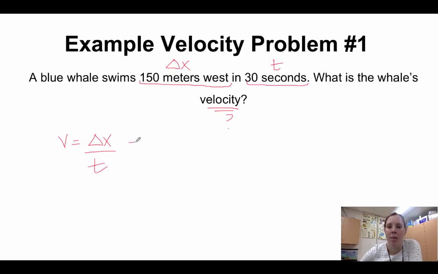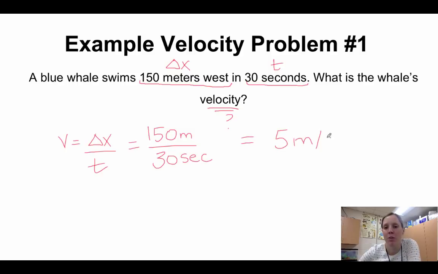So I can plug in what I know. So I know 150 meters west. I'm just going to use the number for now, and I'll put in the west again at the end. And the time is 30 seconds. And so if I do the math, I get that velocity is equal to 5 meters per second.